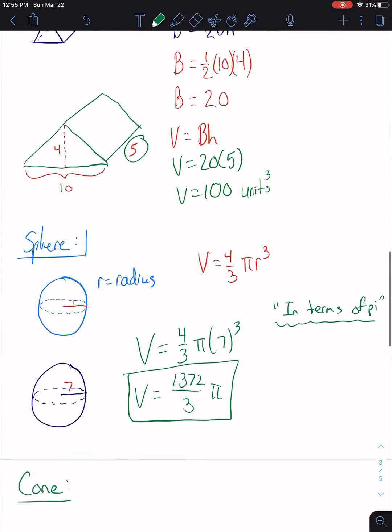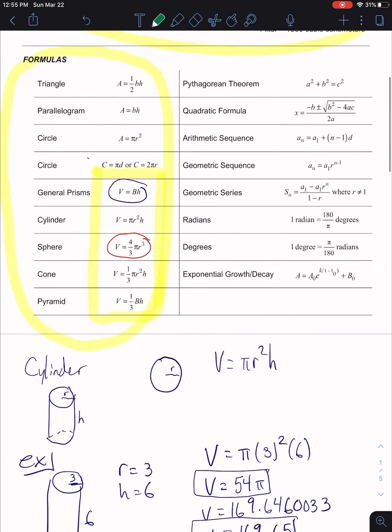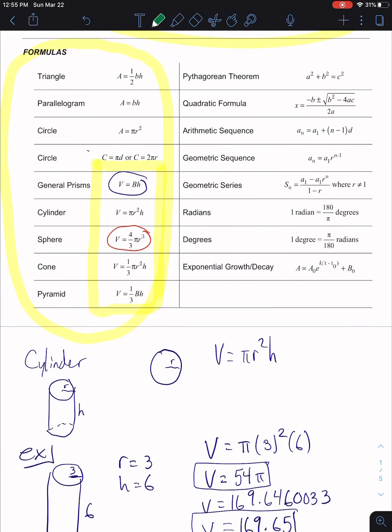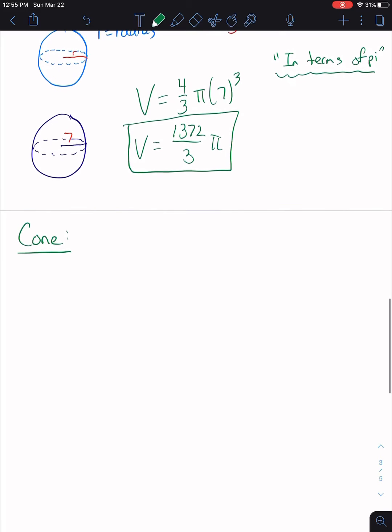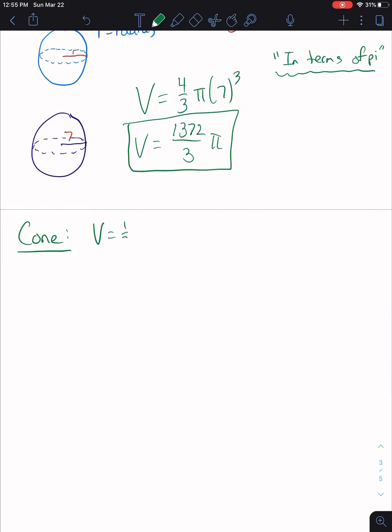All right, we're going to start with a cone here as the next three-dimensional shape that we're going to look at. And a cone is provided on the formula sheet. So V equals 1/3 pi r squared h. Okay, so here we go. Volume is 1/3 pi r squared h.